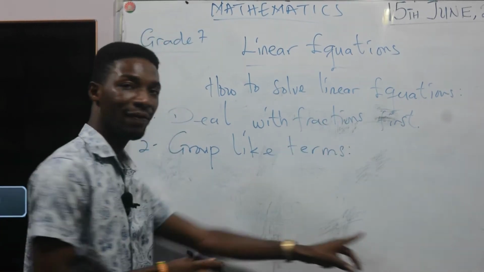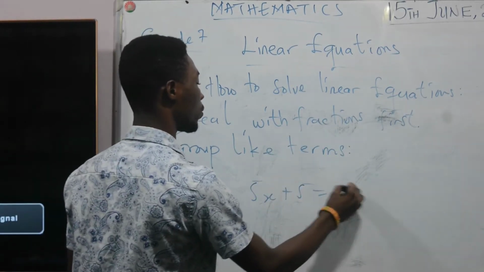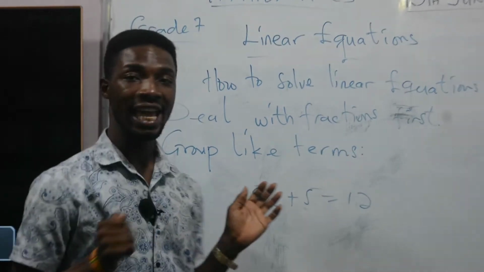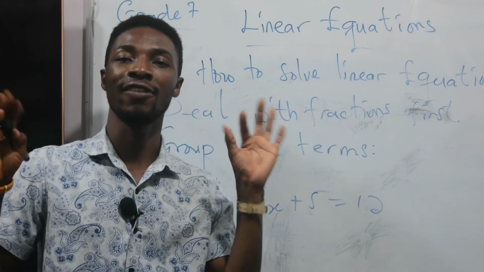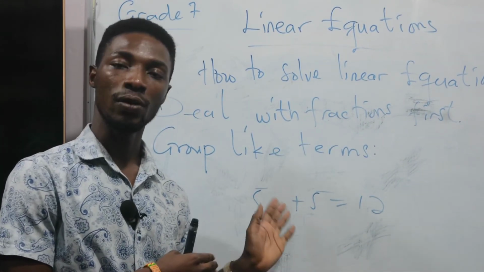Like the simplified equation, I got 5x plus 5 equals 12. How do you group like terms? You put all terms that are having the same kind of variable on one side of the equal sign.